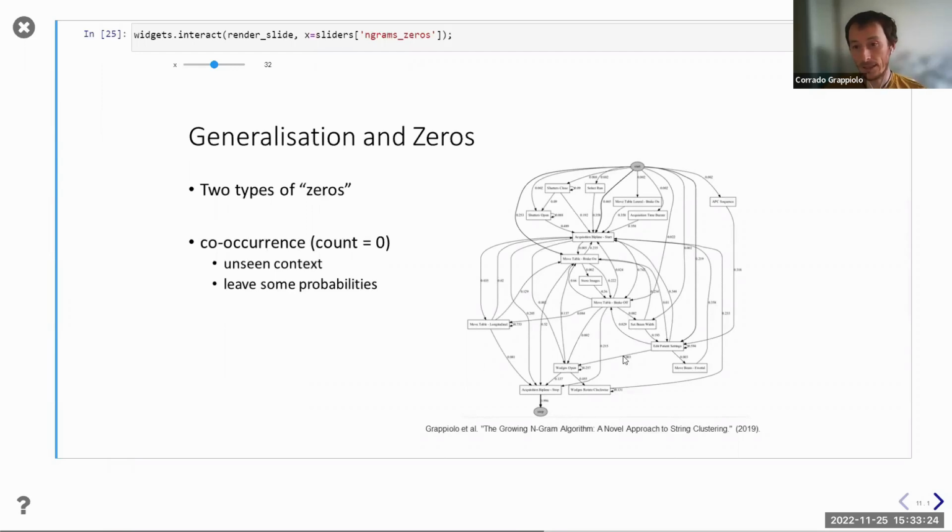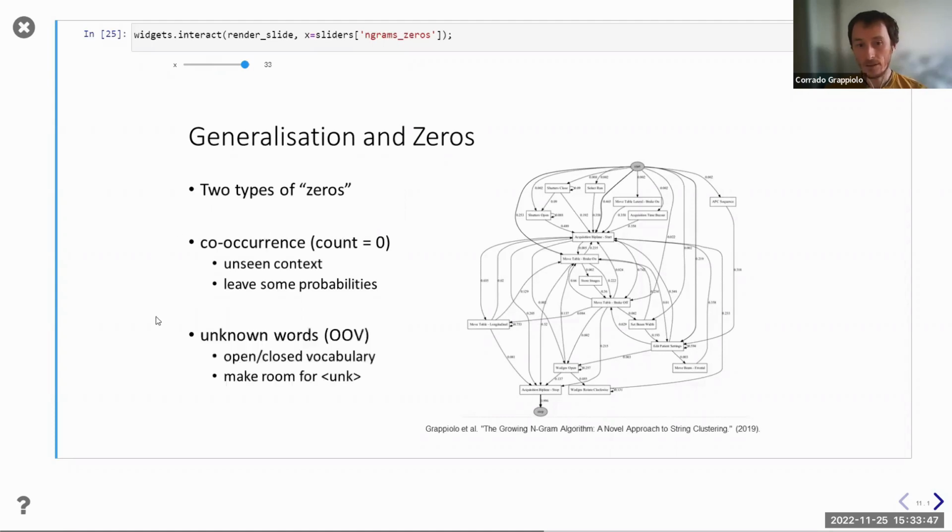So if we want to look at the graphical aspect of it, that means that there's no arc connecting one word with another one. And a common strategy to circumvent this problem is to leave some probability for these arcs to occur. We will get there later on, how we can achieve that.